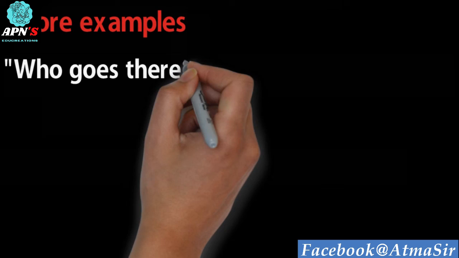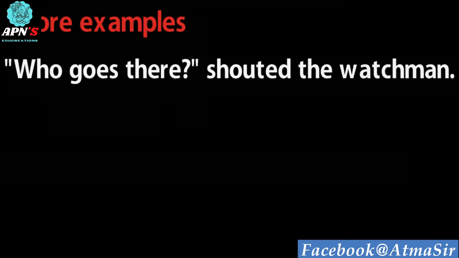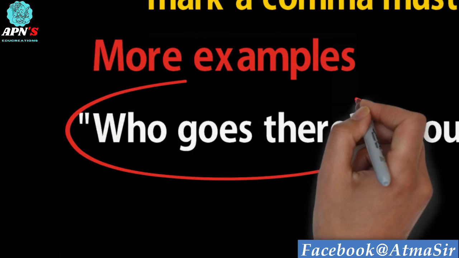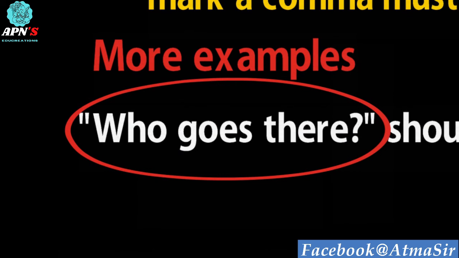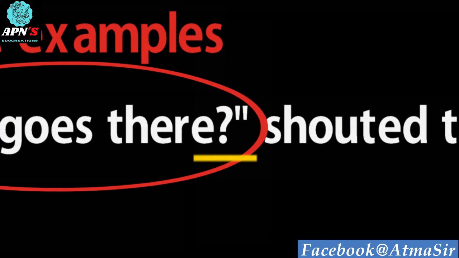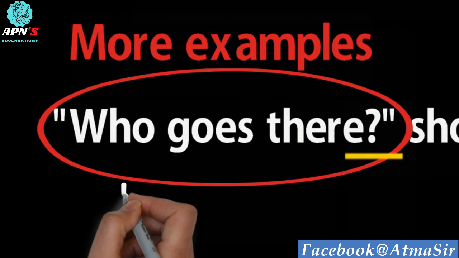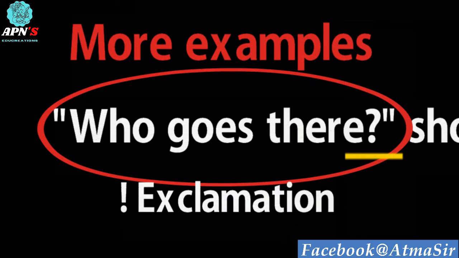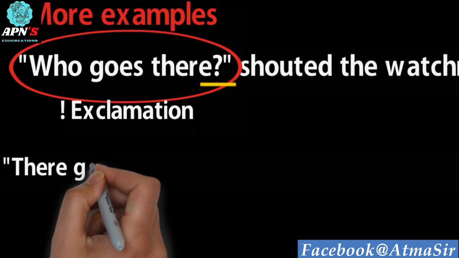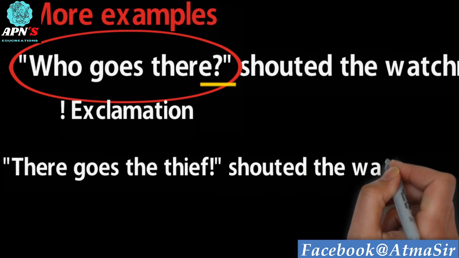Read the sentence. "Who goes there?" Question mark. Shouted the watchman. The sentence is a correctly punctuated sentence. In this sentence, there is no use of comma after the direct speech part because the direct speech ends in a question mark. The same rule will also be applicable if the direct speech ends in an exclamation mark. For example, "There goes the thief!" shouted the watchman.